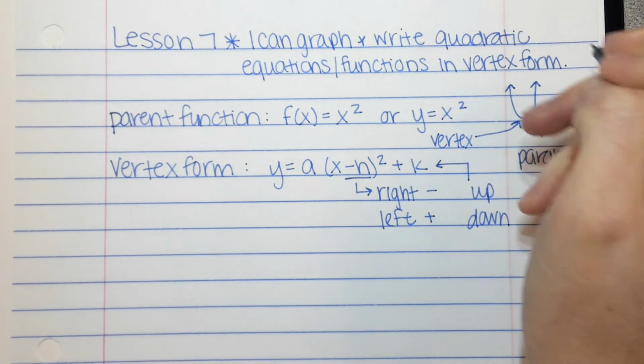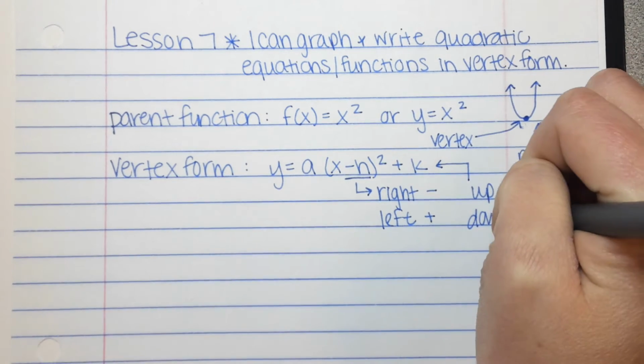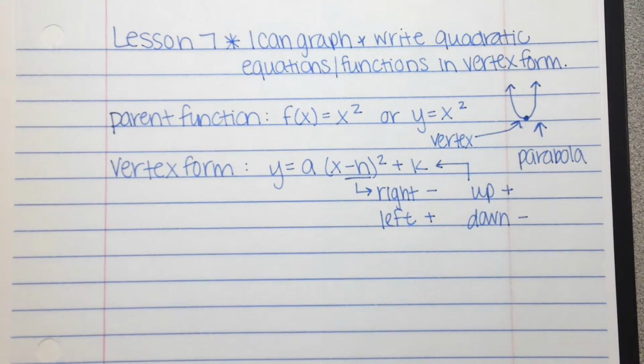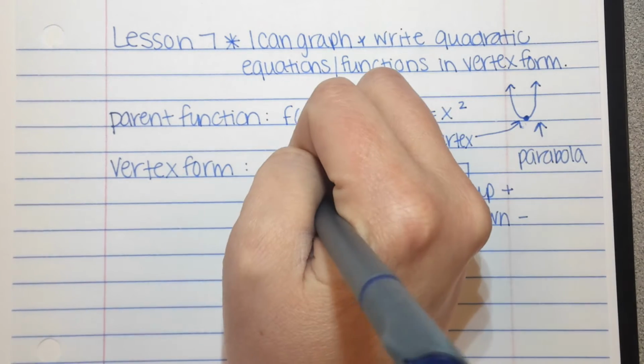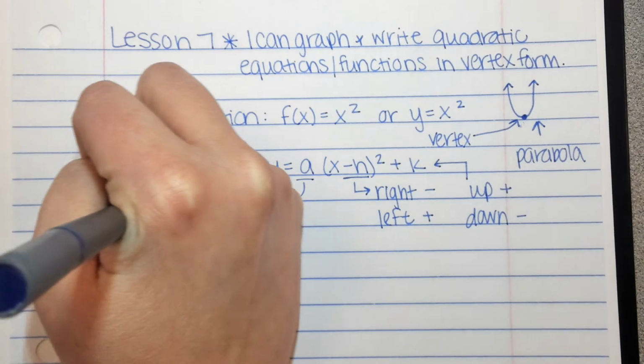Now, the k is straightforward. If it's positive, you're up. If it's negative, you're down. Okay? The other piece of information that you can pull from this form is a.